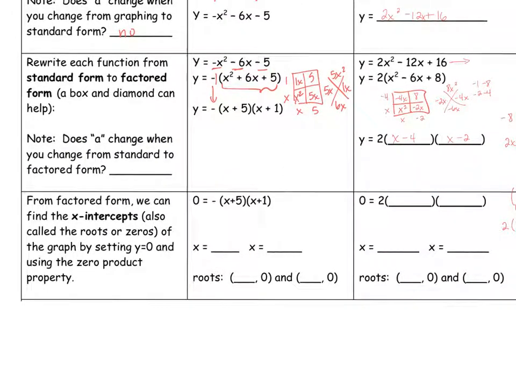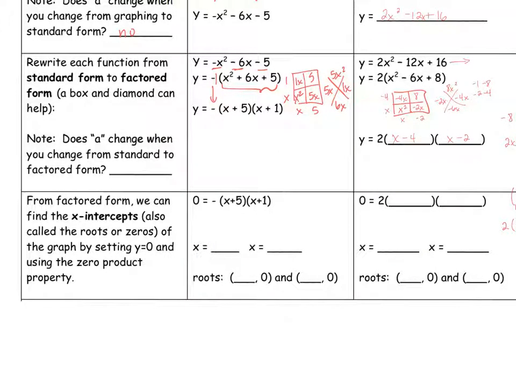Now that we're in factored form, we can find our x-intercepts. So we use the zero product property for this. The zero product property tells us that if we're multiplying things together and they equal 0, then at least one of them has to be 0. We are multiplying our factors x plus 5 times x plus 1.